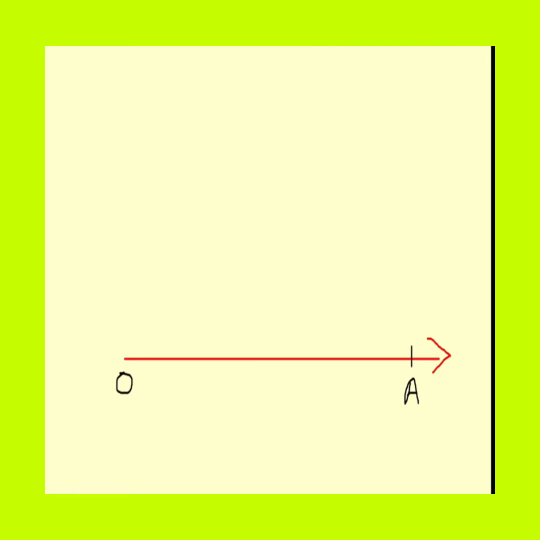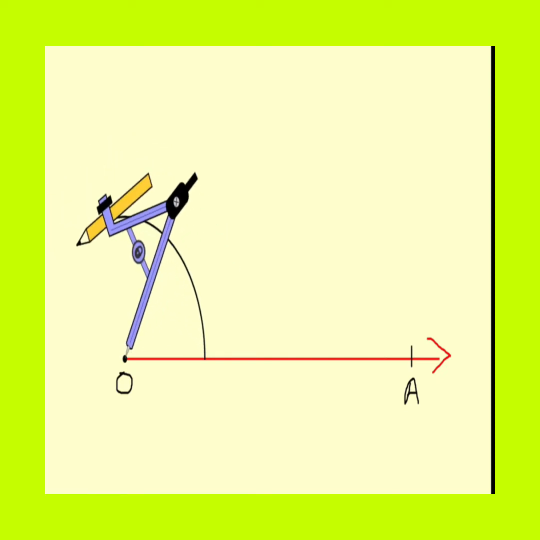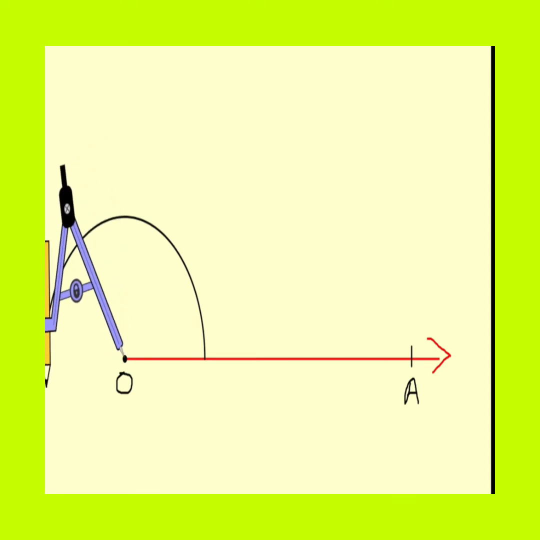After that you will take your compass and place the pointer of the compass at the initial point of the ray OA, that is, on the point O. After this, you will open the compass and take some free distance as you wish, without any measurement, and then draw a semicircle as you can see on the screen. I think this step is very clear for all of you.